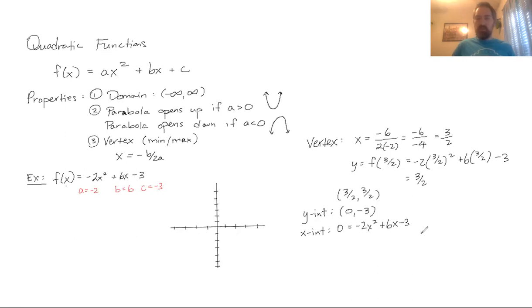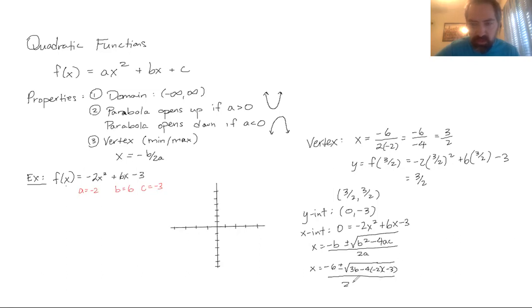So we go to the other method, which is the quadratic formula. x equals -b plus or minus the square root of b squared minus 4ac, all over 2a. And so we plug in the -2 into the a, 6 into the b, -3 into the c. This is -6 plus or minus the square root of 6 squared, which is 36, minus 4 times a times c. And that's all over 2 times a, -2.